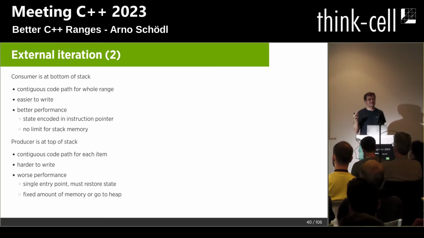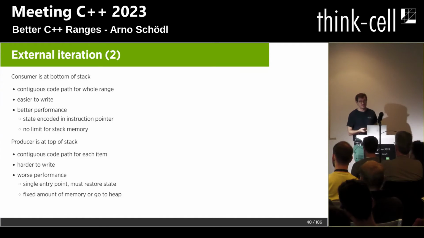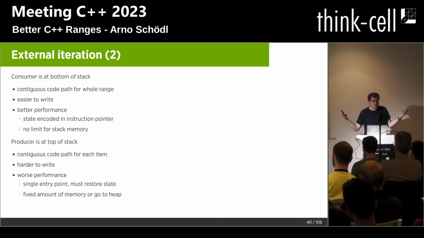Now, that has advantages for the consumer and disadvantages for the producer. It's always nice for the consumer to be at the bottom of the stack, because then you have a contiguous code path for the whole range. Your code flow is never interrupted for the whole range. That makes this consumer much easier to write. It also has better performance because you don't have to restore the state of your consumer when it's being called. It's never being called. You are always in the same piece of code, and your instruction pointer basically encodes the state of that consumer.